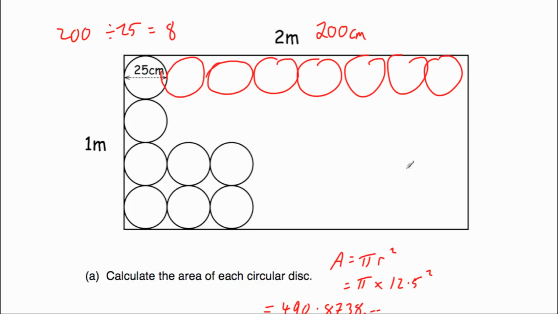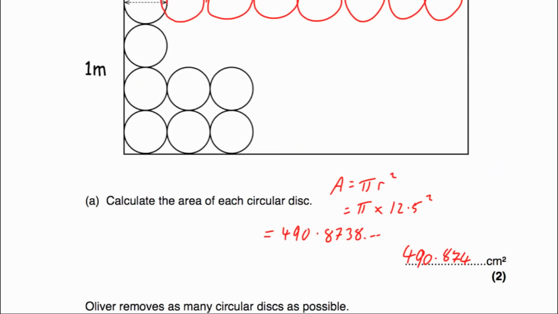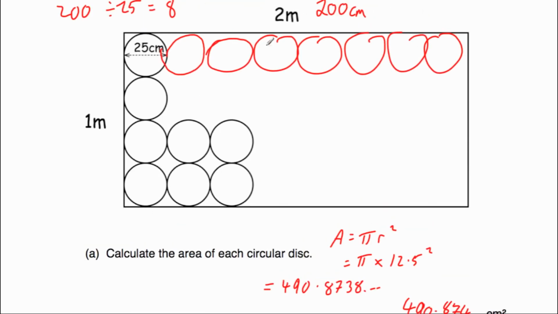1, 2, 3, 4 rows. So there's 4 rows of 8. If we do 4 rows of 8, that's 4 times 8 is equal to 32 circles. So Oliver removes 32 circles in total from his sheet of metal. Now we want to work out the area of metal left, so that's all these leftover bits. What we're going to do is work out the area of 32 circles, and then take that away from the area of the whole sheet of metal.